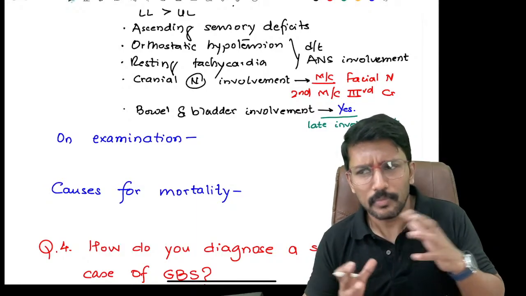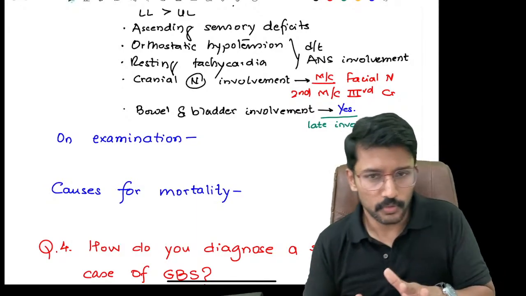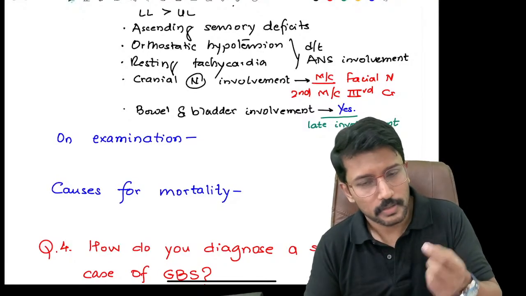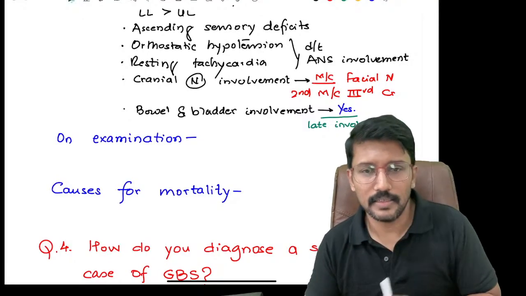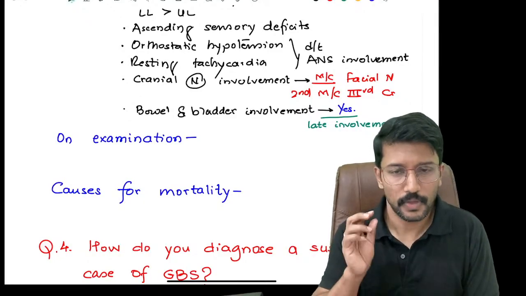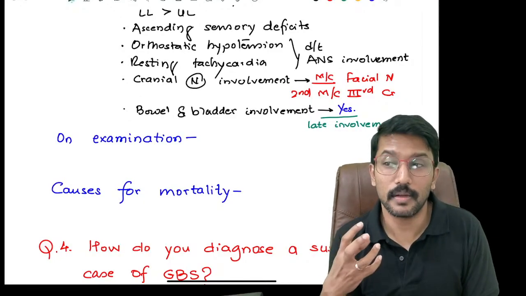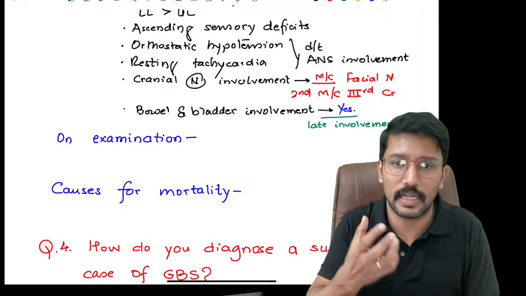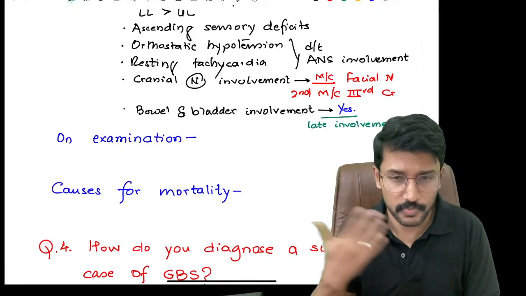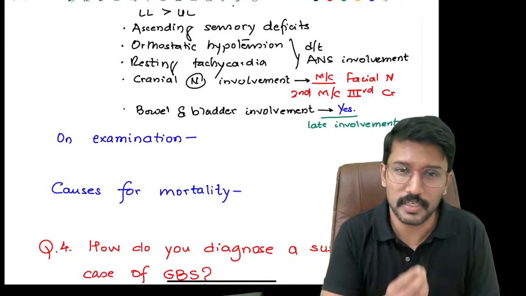For facial nerve involvement, there are two, three possible reasons. The facial nerve has a very long course, and as I told you, the longer the course of the nerve, the earlier it gets involved. And second, these IgG antibodies have the tendency to pass into the CSF. Because of that, the nerves which are bathed in CSF are more likely to get involved. The facial nerve is in continuous contact with the CSF, so it becomes more vulnerable.